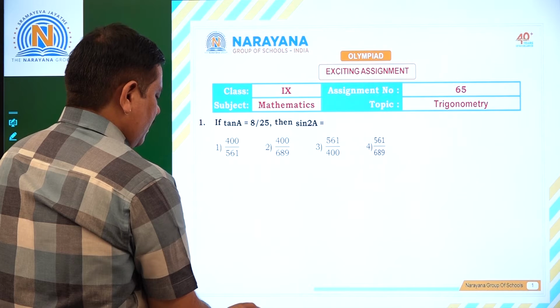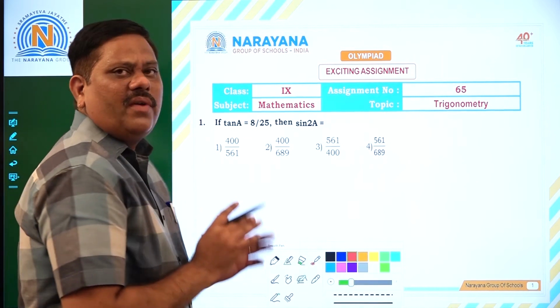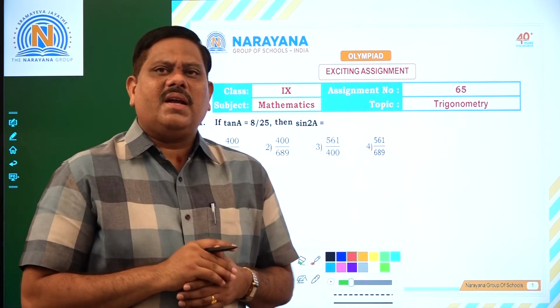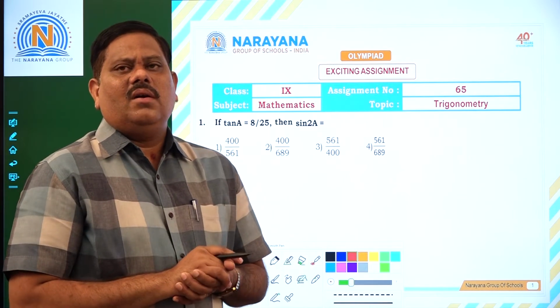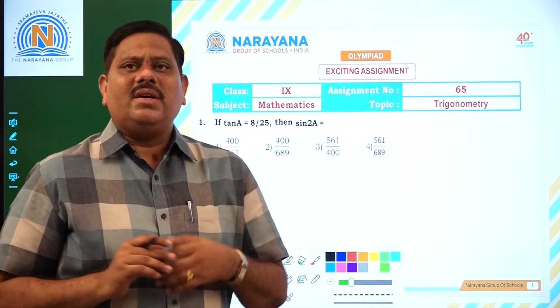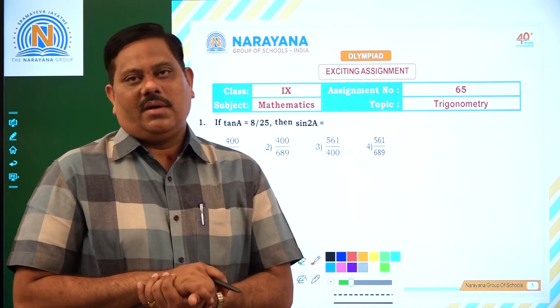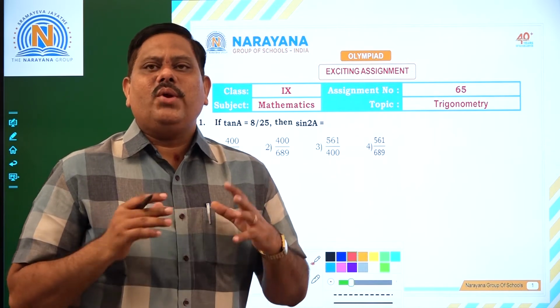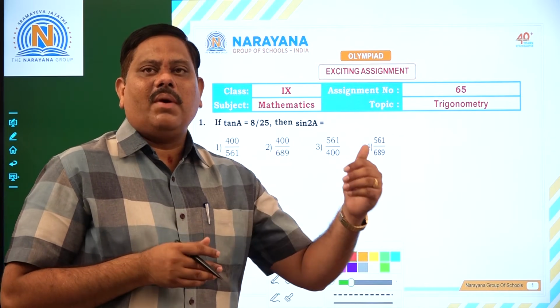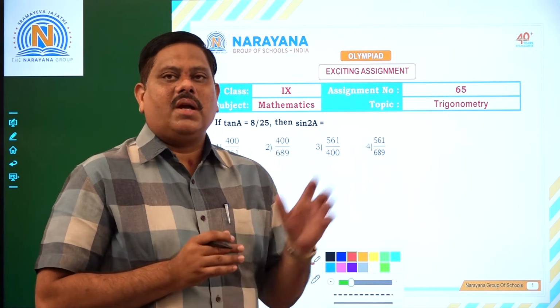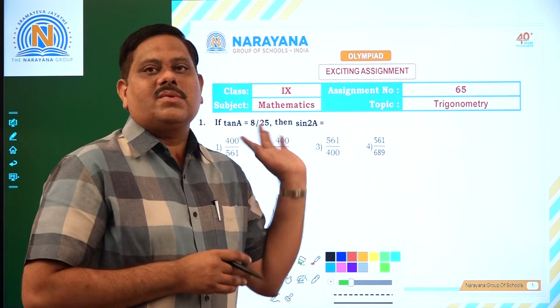We are given the value of tan A. So to find out sine 2A, of course sine 2A we can write as 2 sin A cos A. But here tan A is given. So if I can write sin 2A in terms of tan, it is easy for me to compute it. So we know that sin 2A can be written as 2 tan A by 1 plus tan square A. That formula we have to use so that to get the value of sin 2A in terms of tan A.